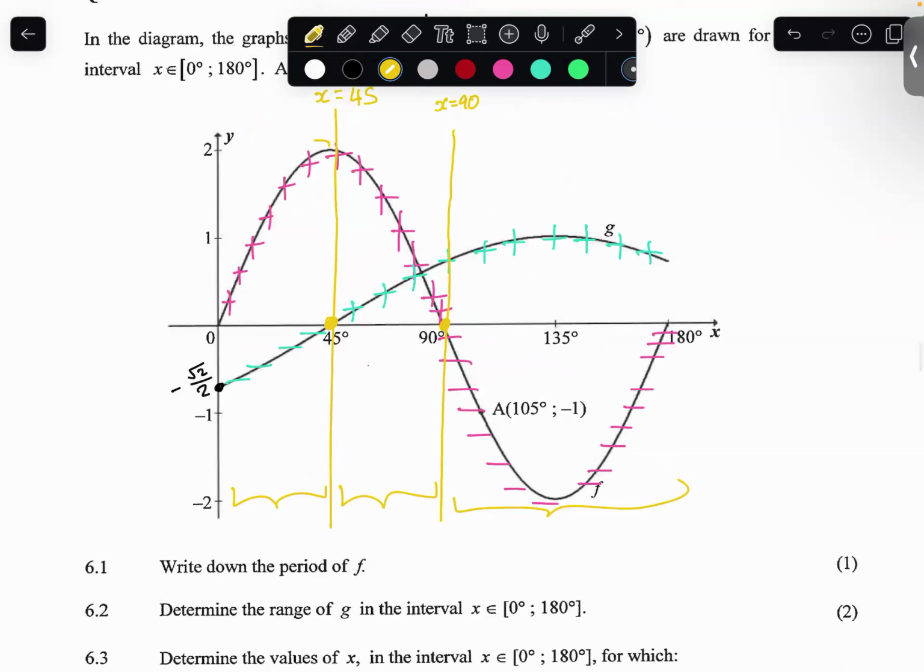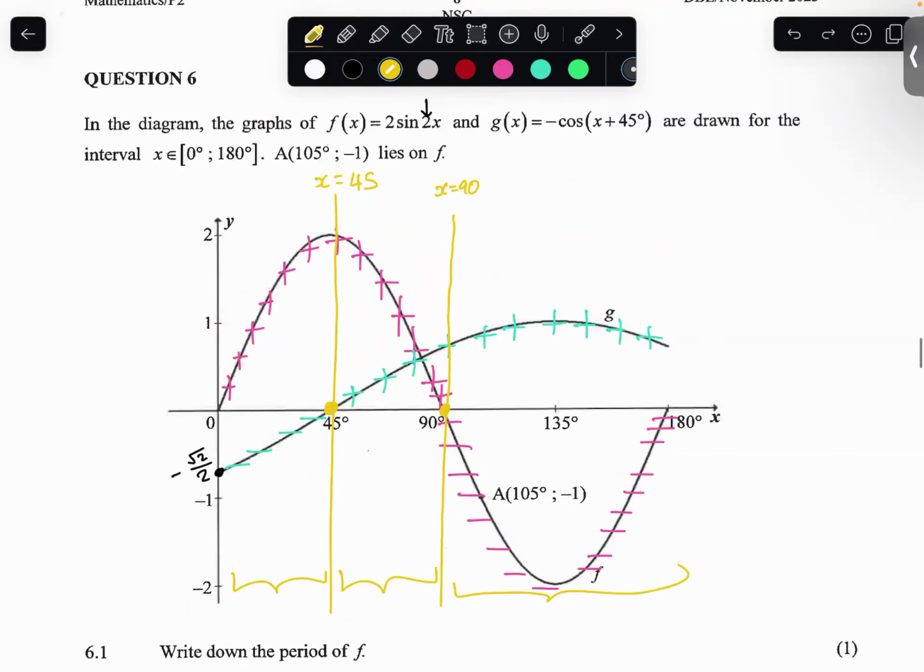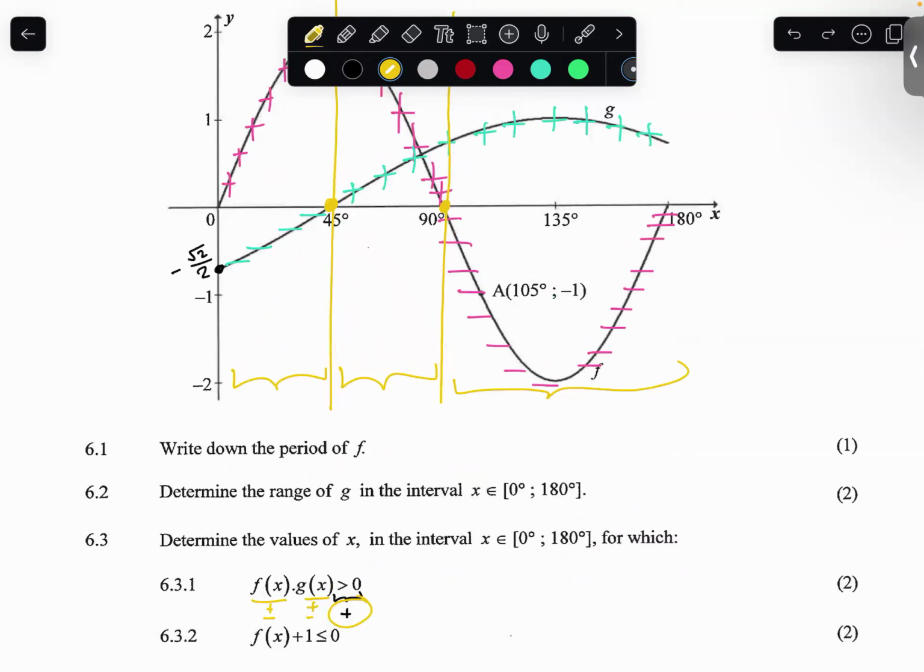In the first zone, one is positive, one is negative. That's not a solution. In the second zone, they're both positive. That's a solution. And in the third zone, one is positive, one is negative. That's not a solution. So my solution lies between 45 and 90. How do I write that? I go 45, smaller number first, bigger number next, 90, x in the middle.